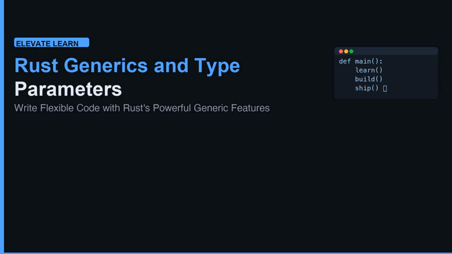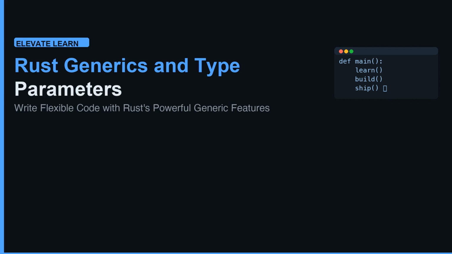Welcome to our tutorial on Rust generics and type parameters. These are powerful features that allow you to write flexible, reusable code in Rust. Think of generics as a way to create functions or structs that can work with different types of data. For example, imagine writing a function that can sort any type of collection, whether it's integers, strings, or custom structs.